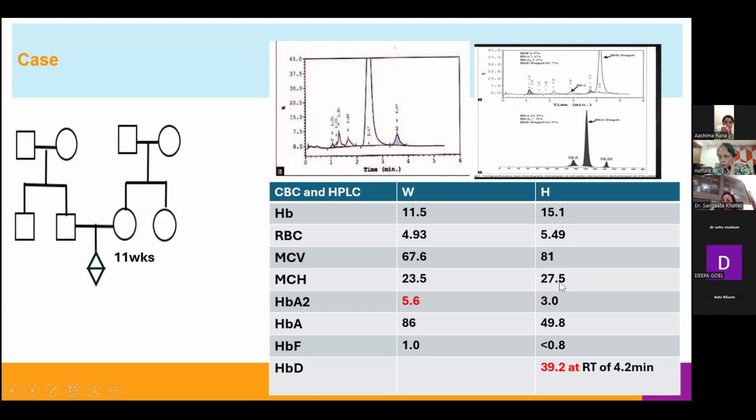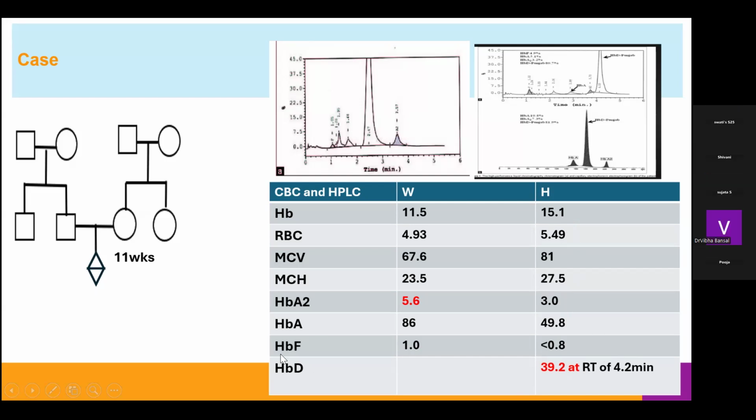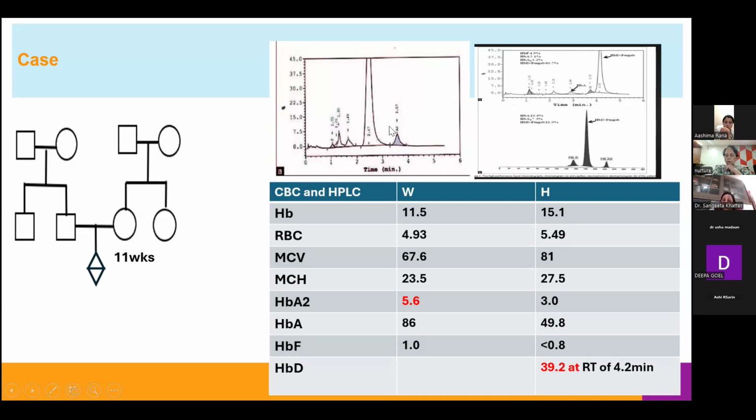His CBC was perfectly normal, but on HPLC he was found to have 39.2 with retention time 4.2. That means HbD Punjab. Because we usually see these retention peaks, and this HPLC is done to check the Hb variants as per their weight and molecular charge. They are eluted on the electrophoresis picture. So this was HbD Punjab and the wife was thalassemia minor.